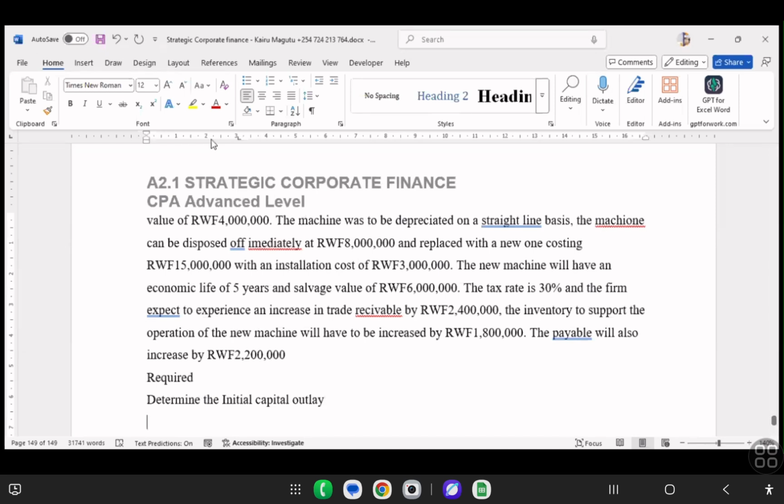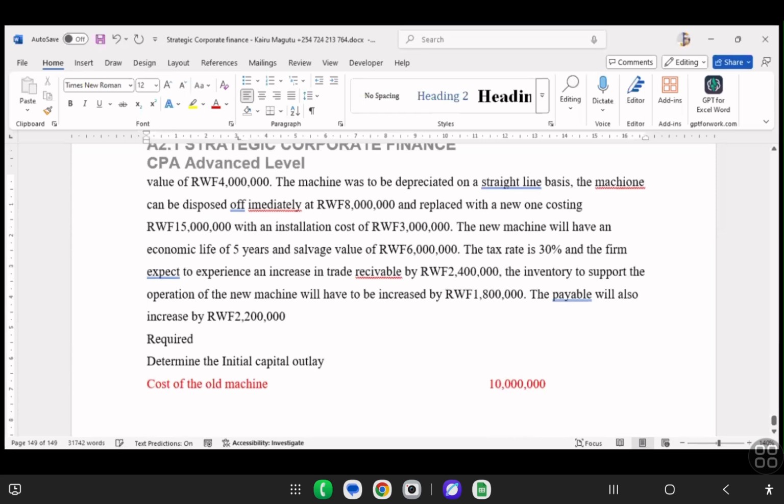First things first, we need to determine whether the disposal of the old machine is at a gain or a loss. So I will say the cost of the old machine. The old machine was bought at how much? We are told that it was bought at 10 million. Then we less accumulated depreciation to date.